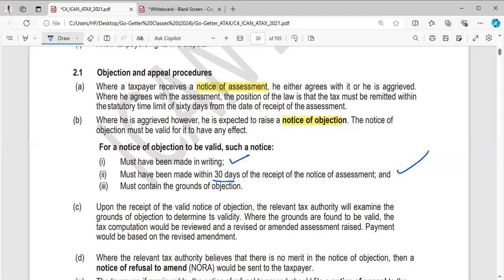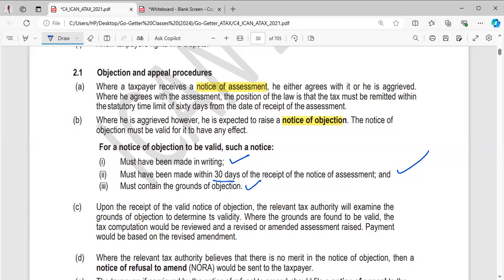So you have your 30 days within which you will decide: are you objecting? What are your reasons? I'm going to put them on paper, and I must do that within 30 days. The third point here is that it must contain the grounds for objection. So you have to state the reason why you are objecting. You don't just say, I object.